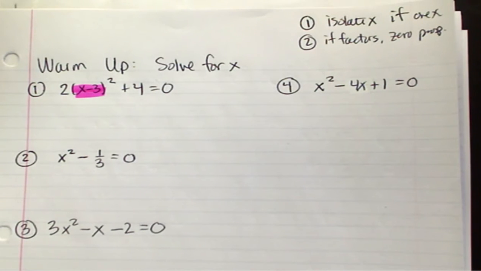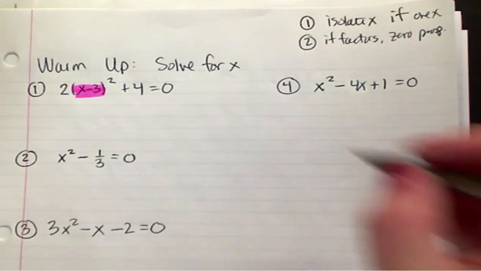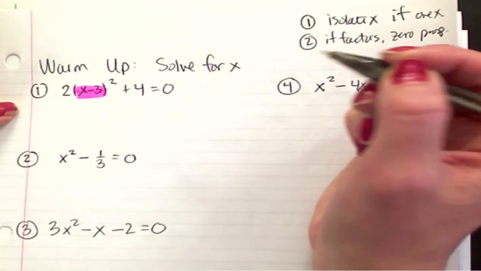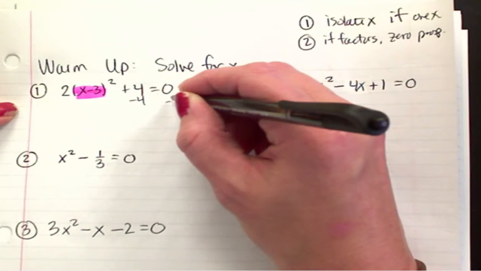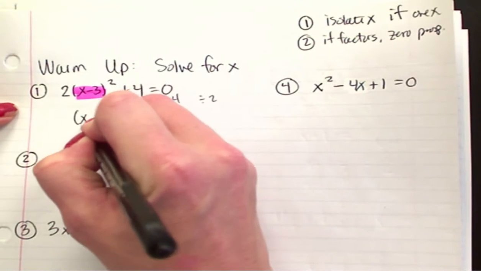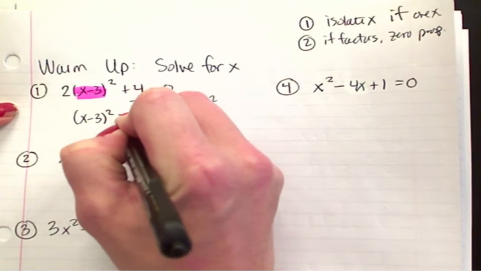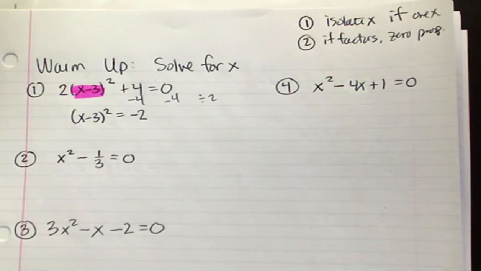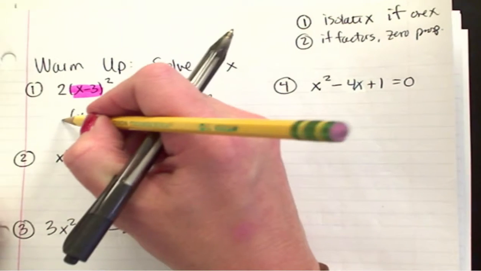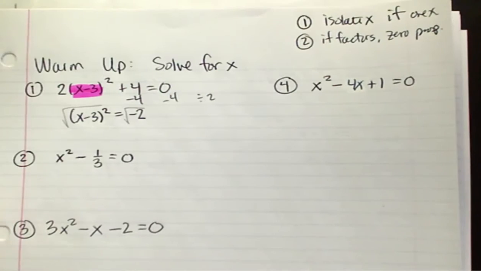Now that x is stuck inside the parentheses, I need to undo the things outside the parentheses first. Minus 4, then divide by 2. So I get x minus 3 squared equals negative 2. The order matters. Okay, then I take the square root of both sides.